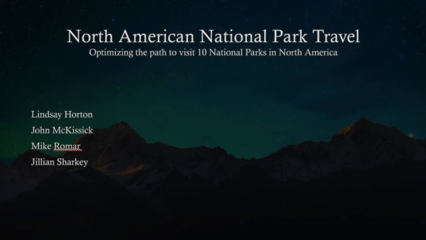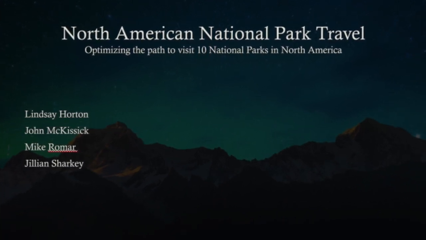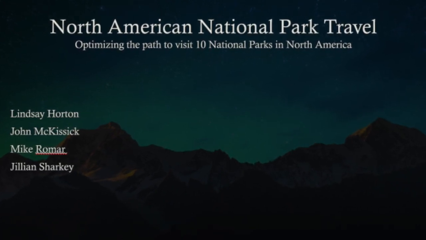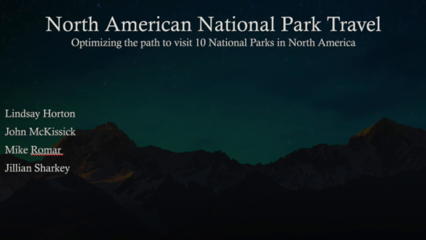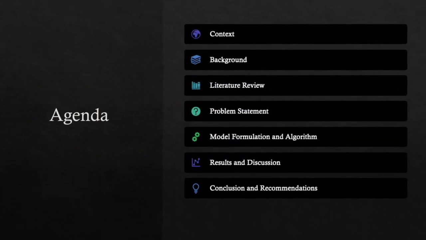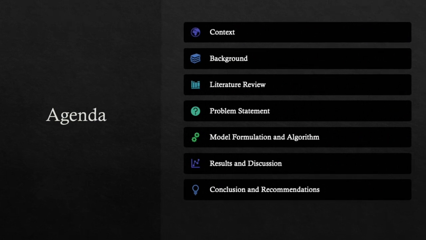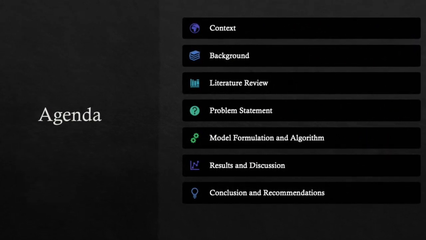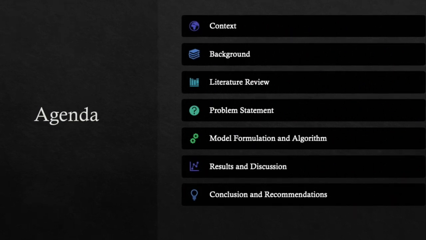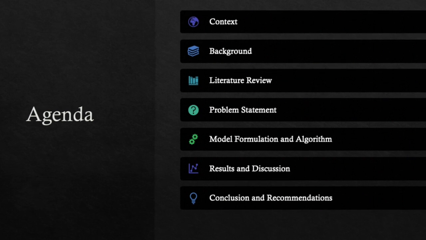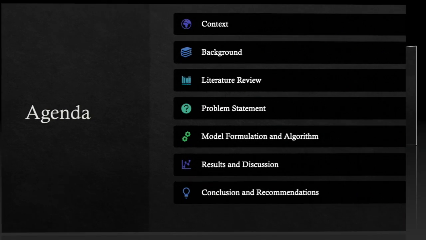I'm working on this year's project with John, Mike, and Jill. And our project's focus is optimizing the path to visit 10 national parks in North America. Today we're going to be talking about the context of our system, give you some background on why we chose this problem, literature review, what our problem statement is, the model formulation algorithms, and then discuss the results and some of the conclusion and recommendations we have going forward.